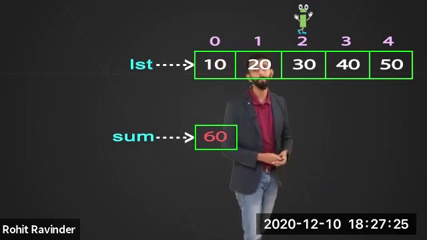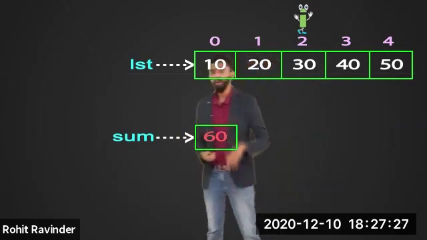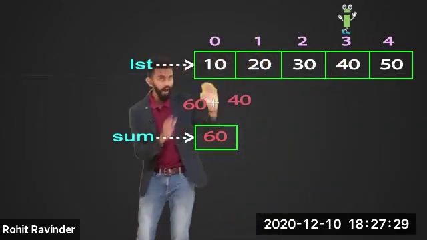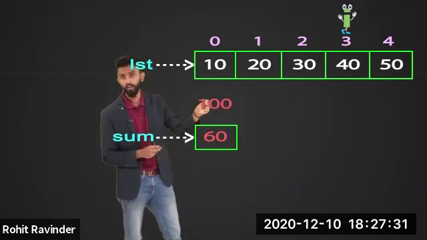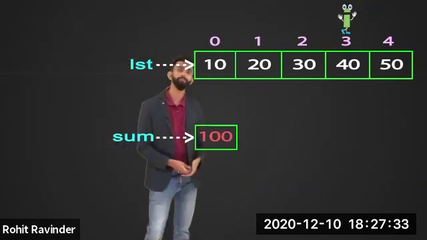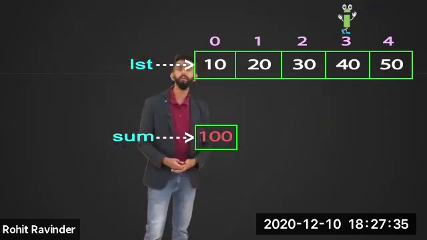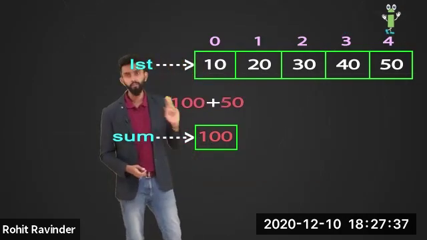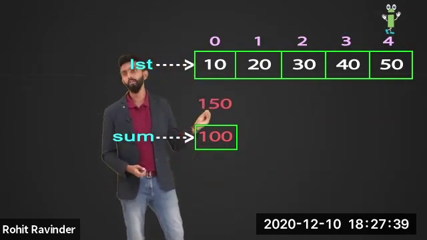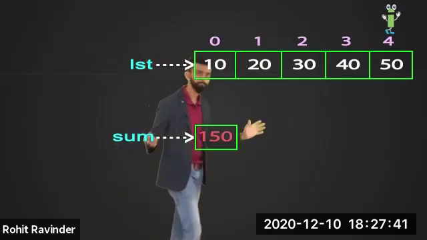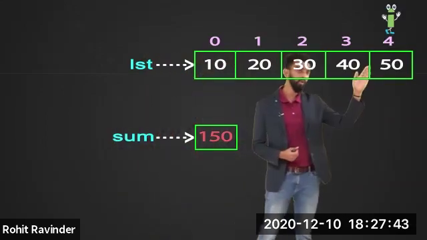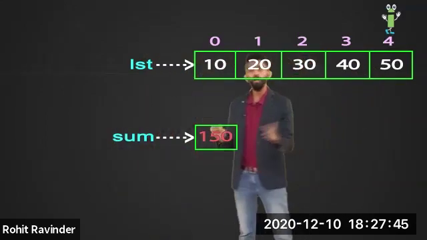Simple. Again move forward. Take the next I value, which is 40, add it to the existing value, 100 this is, and store that inside sum. Move forward. The last value is 50. Take 50, take 100, add it, 150, store it. That's it. And once you reach the last element, the loop is also done.